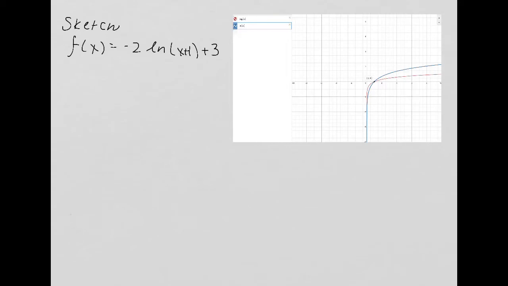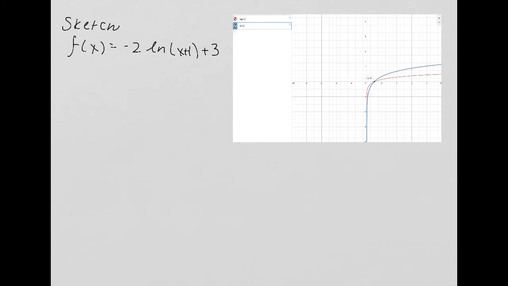So in this video, I want to talk to you a little bit about how we can sketch graphs of logs using the stuff we've learned earlier in the semester about transformations. So our prompt that we're going to be moving towards is sketching the graph of this function, f of x equals -2 natural log x plus 1 plus 3.